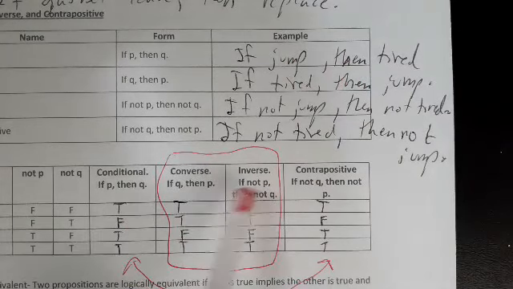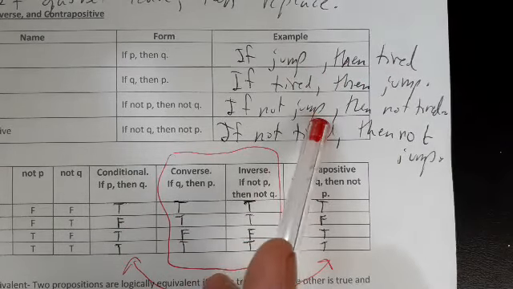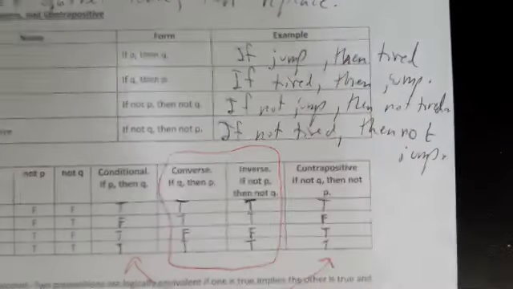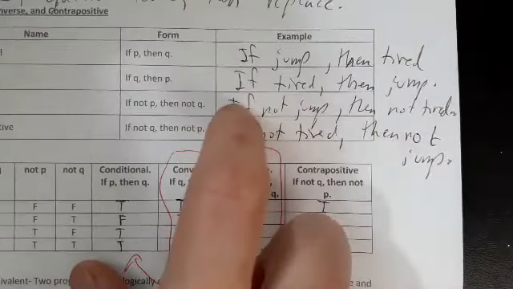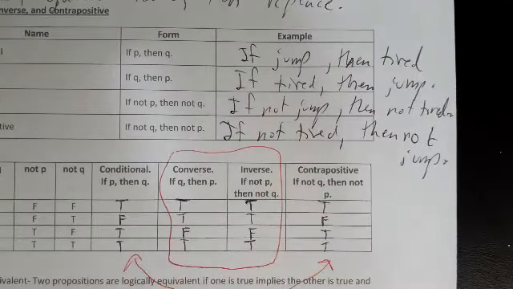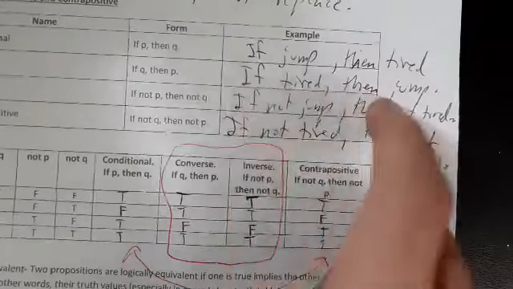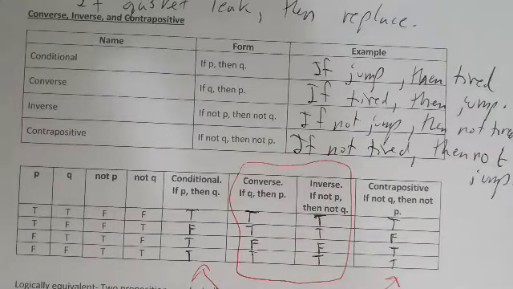Well, if jumping's the only thing that can make you tired, and you didn't jump, then you're not tired. That's weird because it's not true in reality, right? But if we assume jumping was the only thing that could make you tired, this next thing would also be true. And so we have these statements that are logically equivalent. Do we have one more? We've got one more after this.